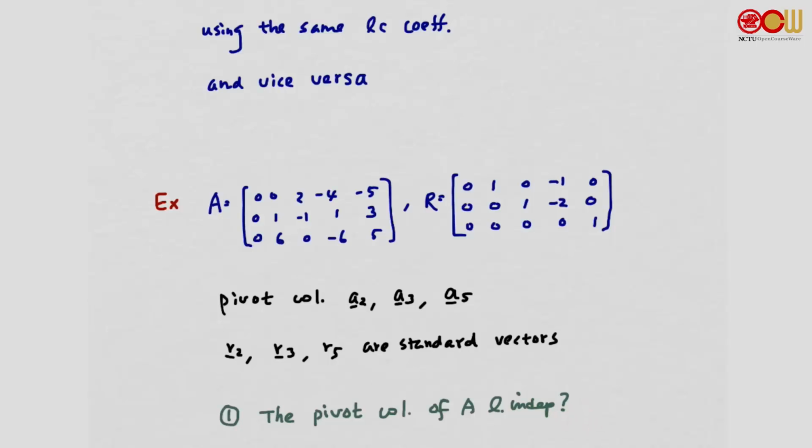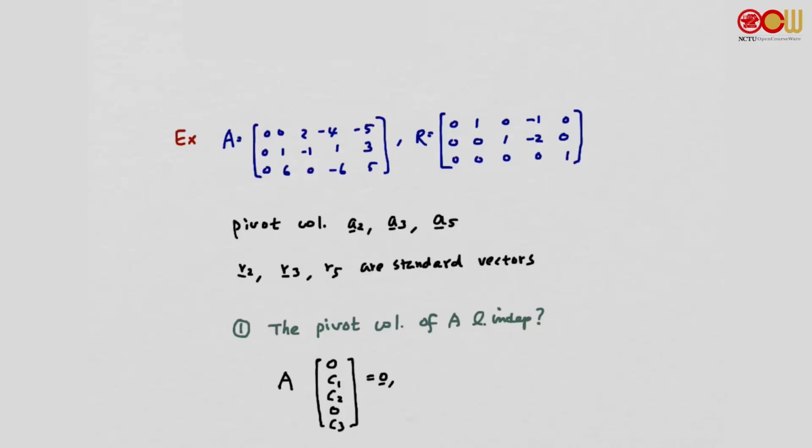Pause and think about this. Ready to give your answer? Can we use the column correspondence property to answer this question? If we want to know if some columns of A are linearly independent, from the correspondence property, we look at the corresponding columns of R and see if they are linearly independent. Let's form a linear combination of the pivot columns of A. So we have c1, c2, and c3 at positions 2, 3, and 5.